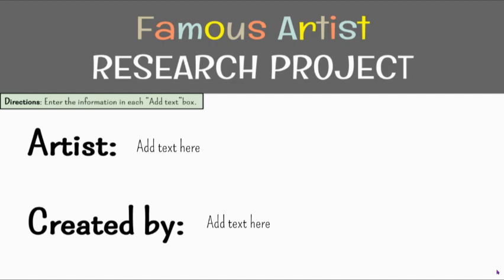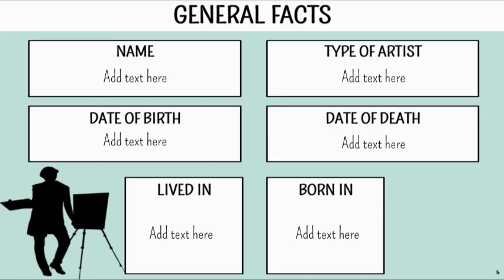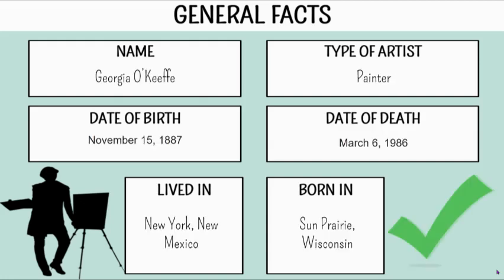Once you select one, your first slide is to write in the name of your artist and your name. So there would be my example. Then you need to find some general facts. Google their name and see what comes up. You need to add in what type of artist they were, their date of birth, date of death, where they lived and where they were born. I've chosen Georgia O'Keeffe. You can see my examples here.